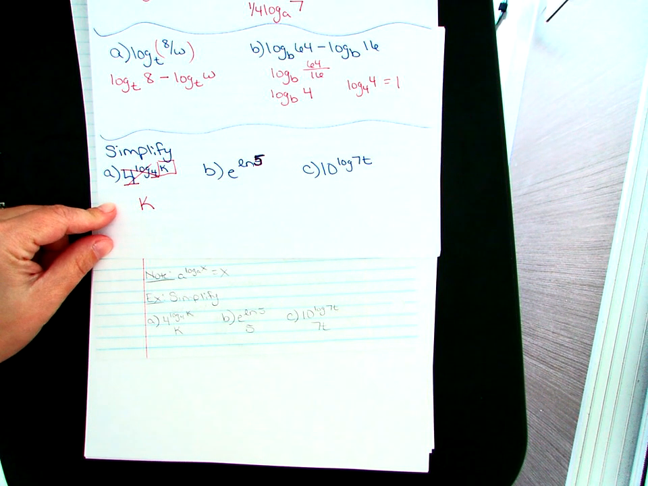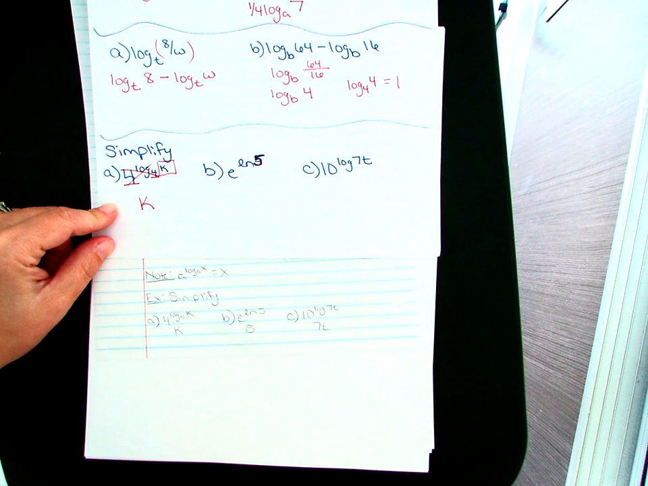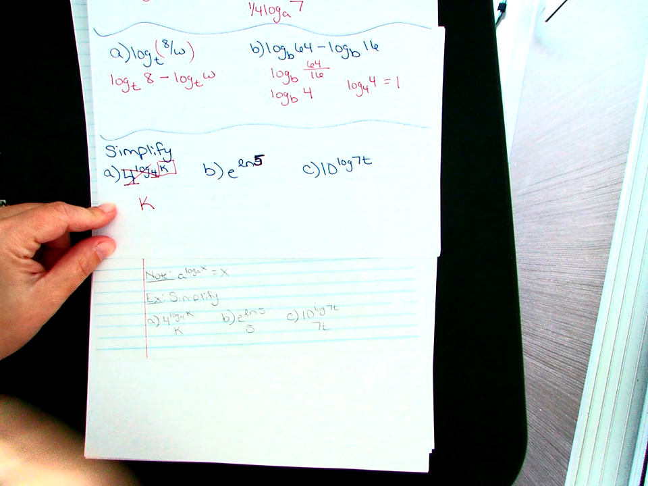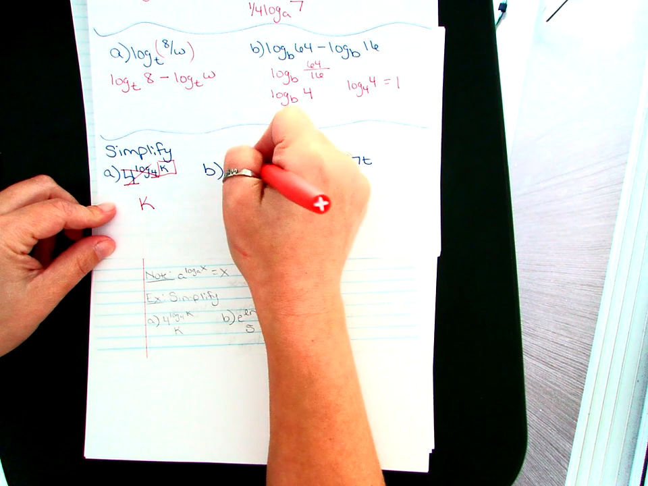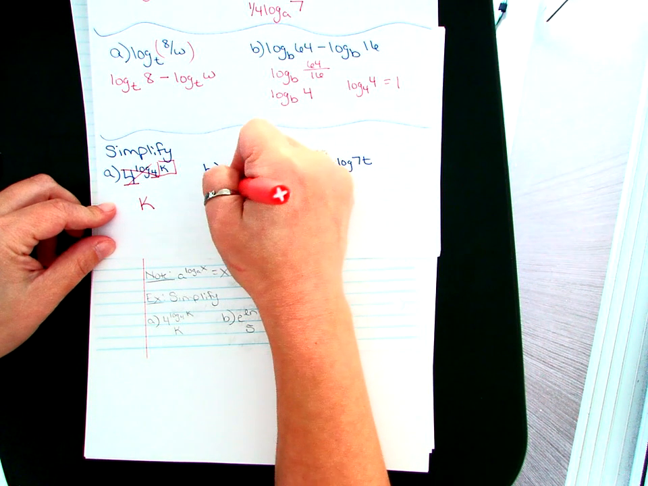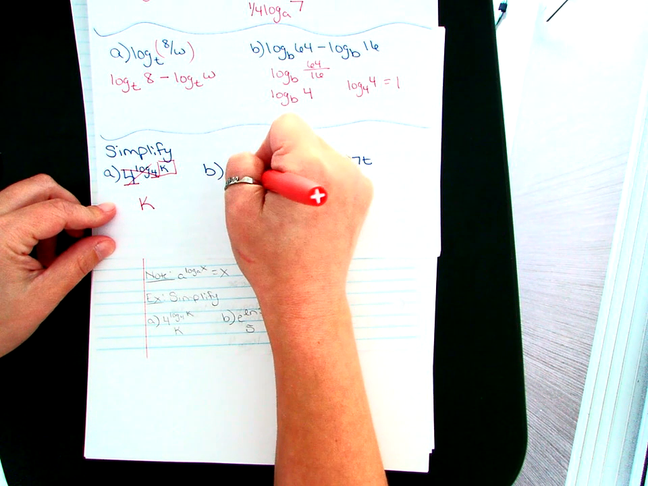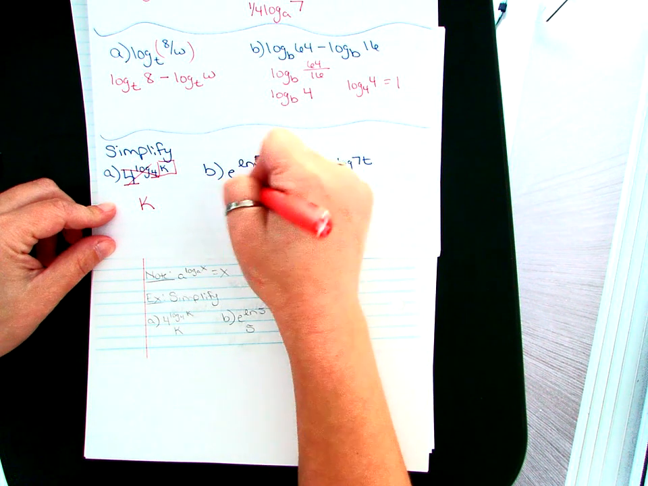So what would B be? B is 5. Because remember, ln means you have e to the log base e. So all of this would cancel, giving you 5.